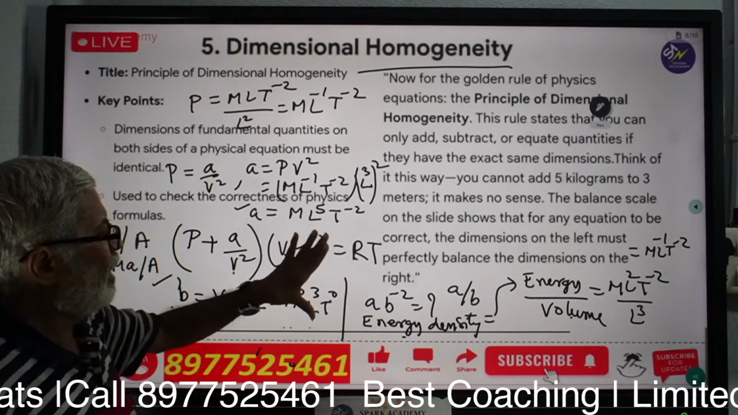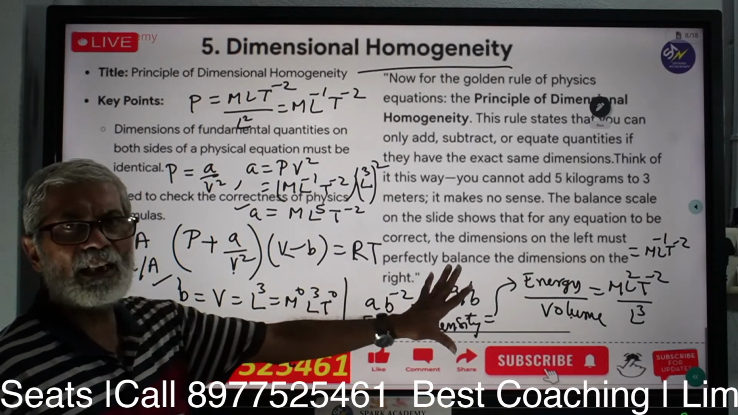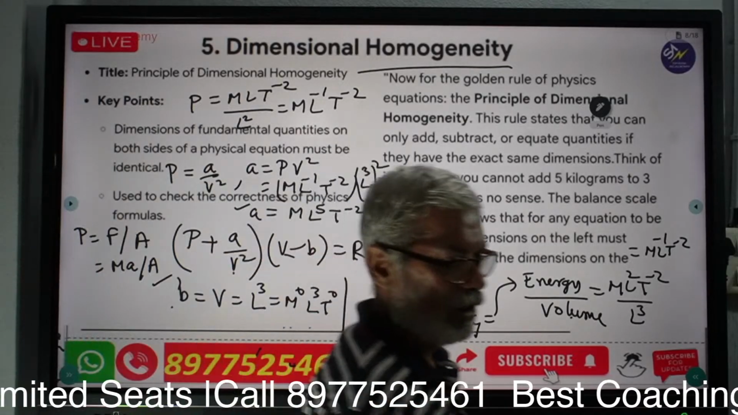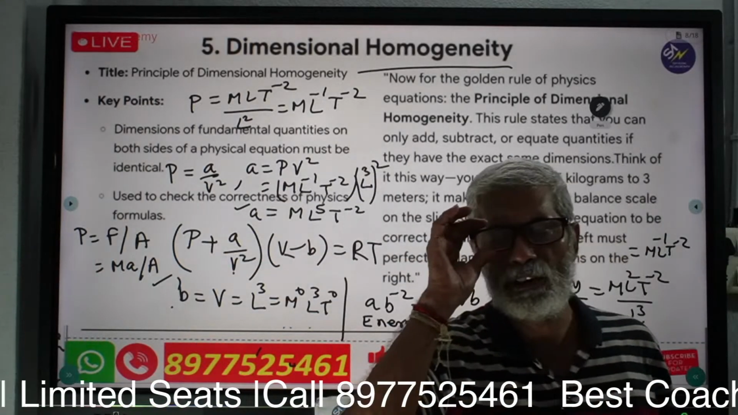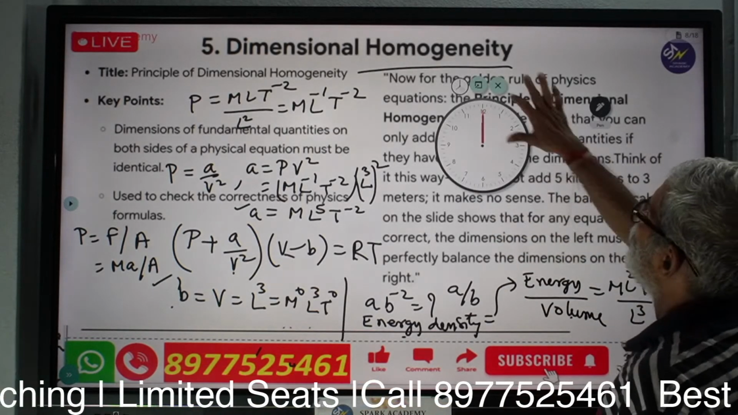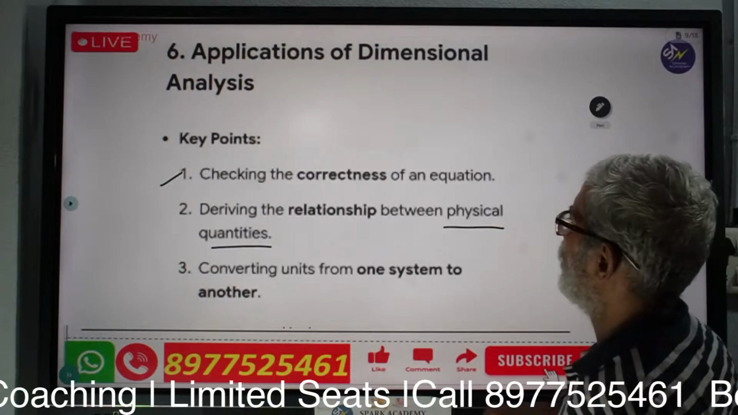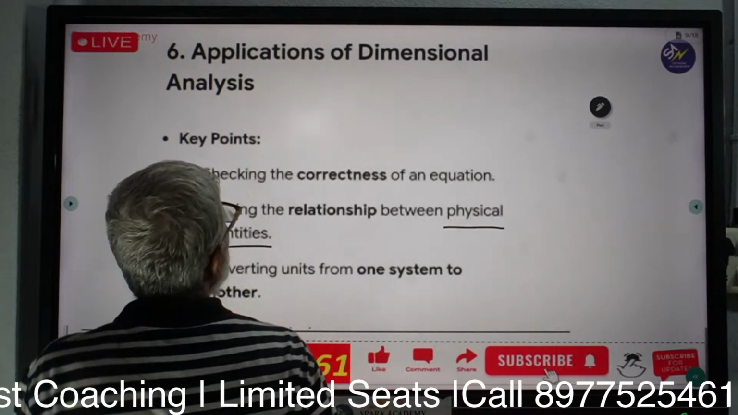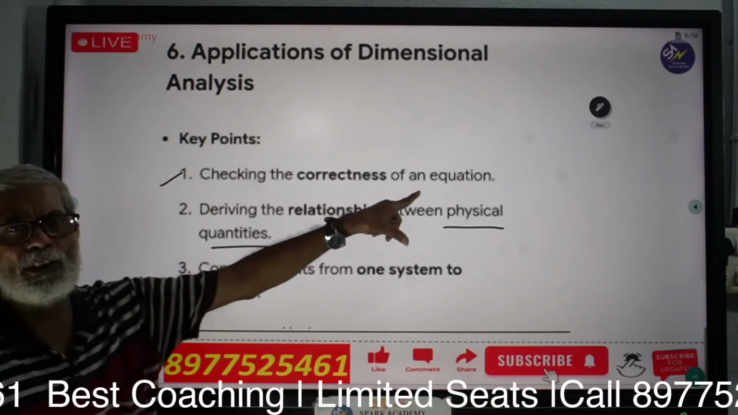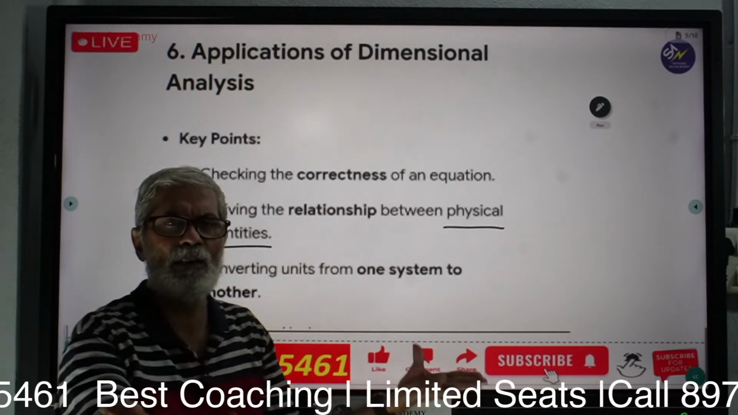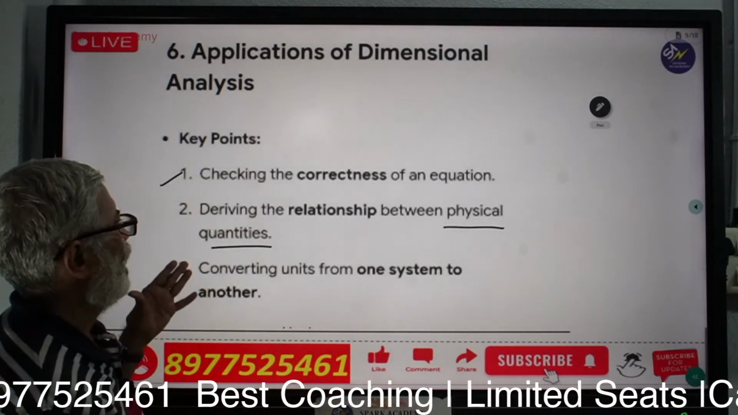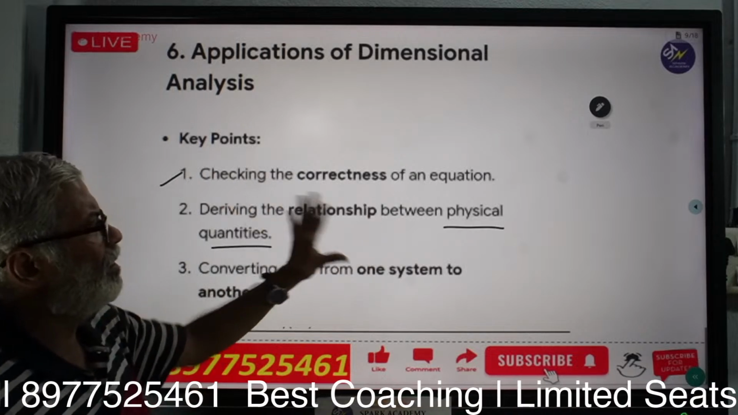So several types of questions they are asking. This one question they will definitely ask in the exam. So you have to use the principle of homogeneity and get the dimension for A and B. Now, basically you apply dimension analysis to check the correctness of any equation. Suppose V is equal to U plus AT. Put dimensions and check. Like that, initially they checked. And then you can get a different physical quantity.